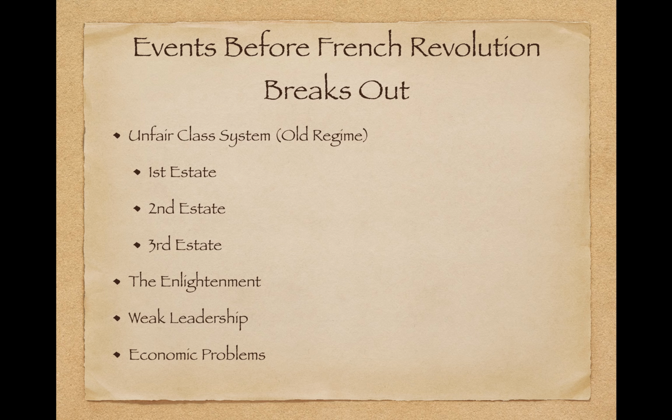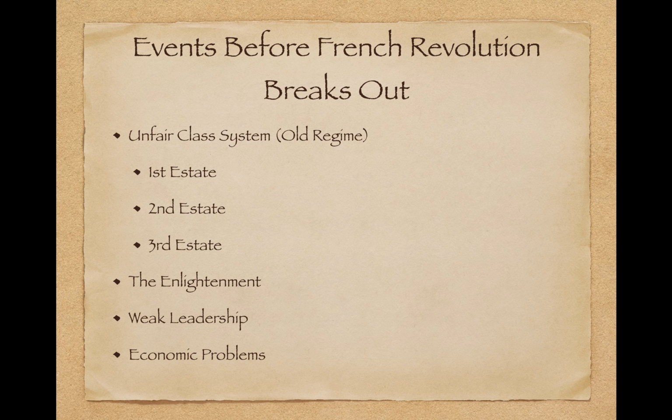The peasants make up the highest population of people living in France at the time. There are about 26 million people living in France before the revolution breaks out, and the peasants make up about 80% of the total population. So it's a very, very unfair class system. You have two classes of people that hardly pay any money, if anything at all, in taxes. Then you have the rest, about 97% of the population, who are responsible for paying all the taxes in France. So it's very, very unfair.